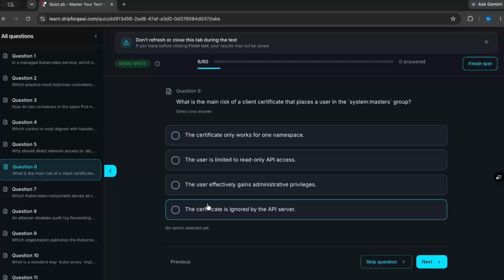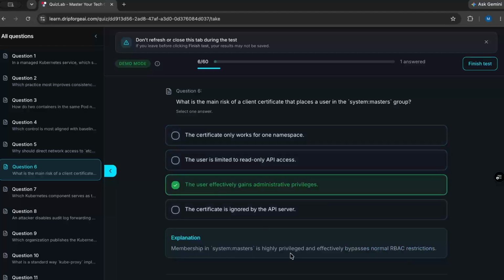So what will be the best answer? The best answer is going to be the user effectively gains administrative privilege. Administrative privilege, because system masters gives administrative privilege. It's like a pseudo privilege that you give. So I will select that one, and then you can see that's the correct answer.